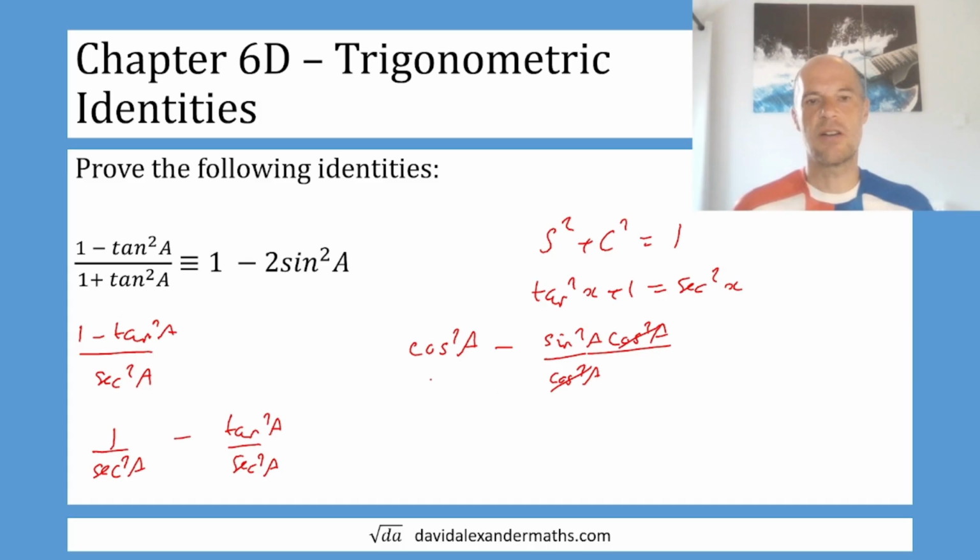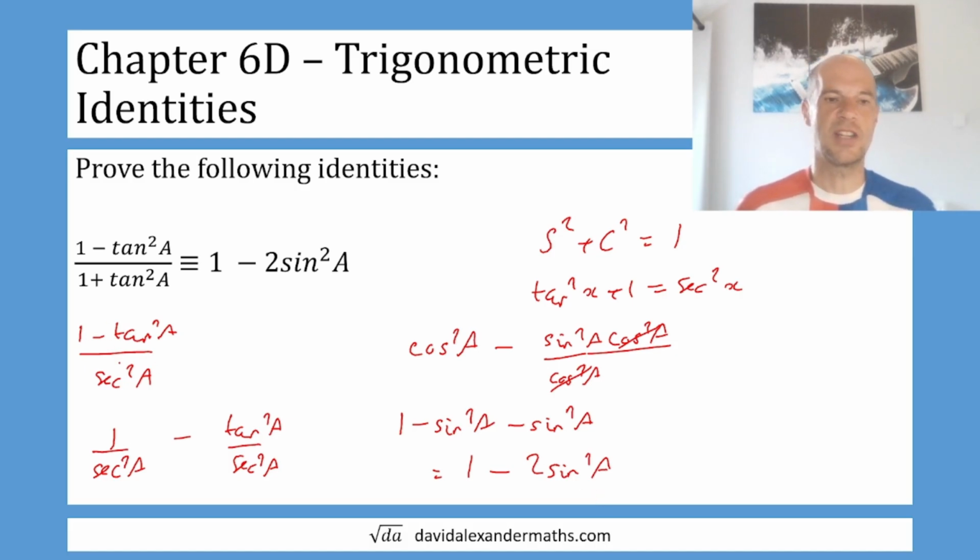Okay, so I've got cos squared A take away sine squared A. Now I know that I need to get rid of a cos squared A because there's no cos squared A, and the only way I can get rid of a cos squared A is by turning it into 1 minus sine squared A. So sine squared plus cos squared is 1, so 1 take away sine squared is cos squared. So I've got 1 minus sine squared A minus that other sine squared A, and that is, of course, 1 minus 2 sine squared A. There we go. Perfect. So separating this fraction into 2 separate fractions was the way forward.